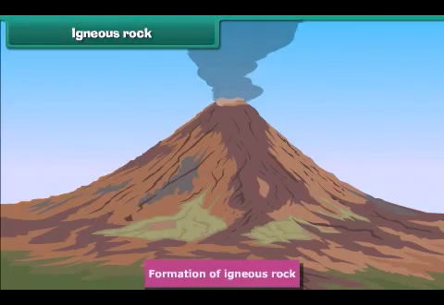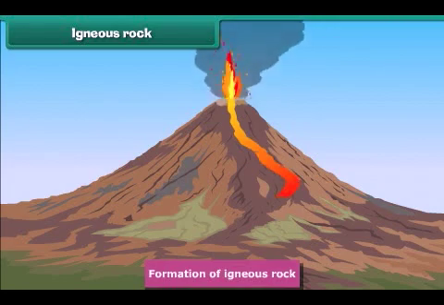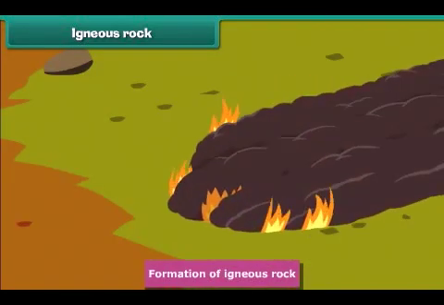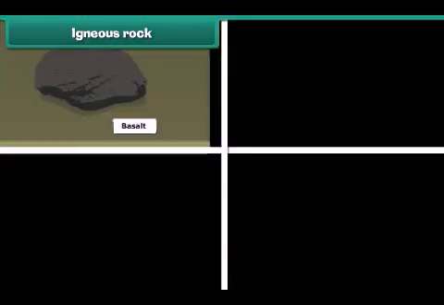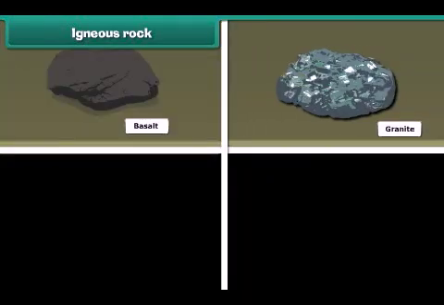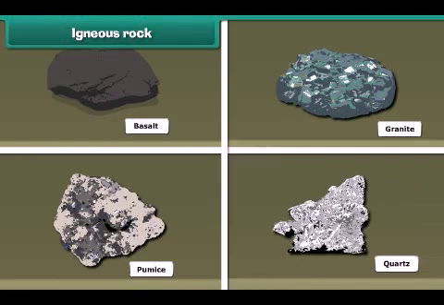Igneous rock is formed when molten rocks like lava in volcanoes cool, get hardened and solidified. It is often shiny and glossy. Basalt, granite, pumice, and quartz are examples of this kind of rocks.